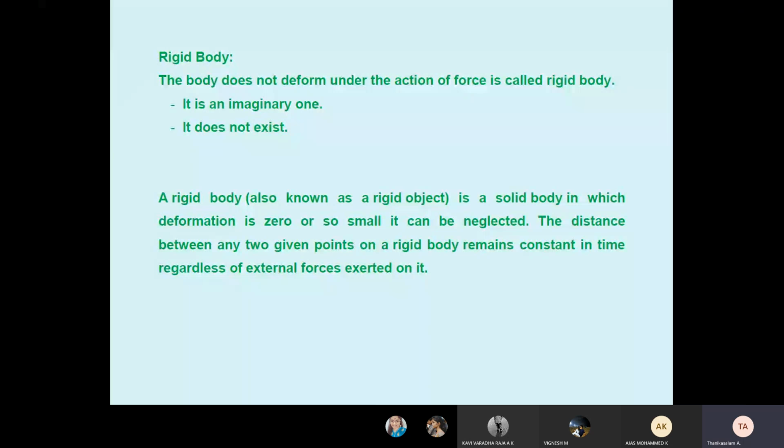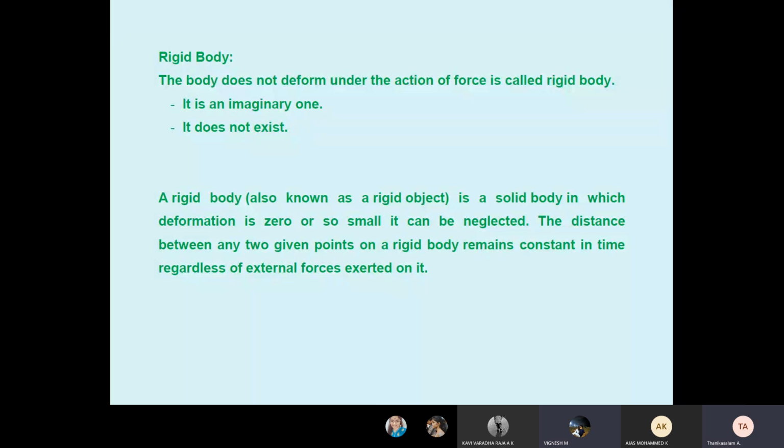If you read the last statement, Vignesh, can you read the last paragraph? Yes, sir. The rigid body is a solid body in which the deformation is zero or so small it can be neglected. The distance between any two given points on a rigid body remains constant in time, regardless of external force exerted on it.